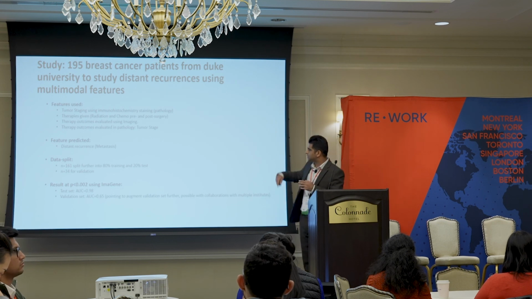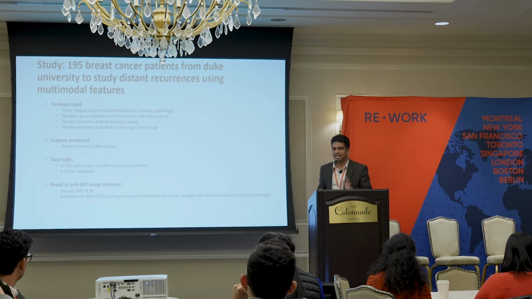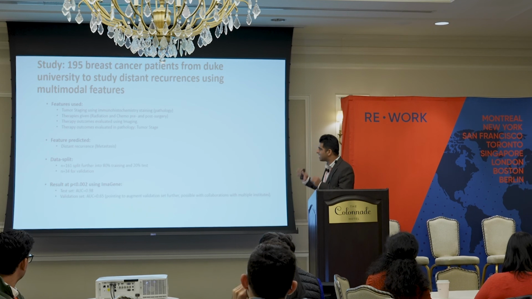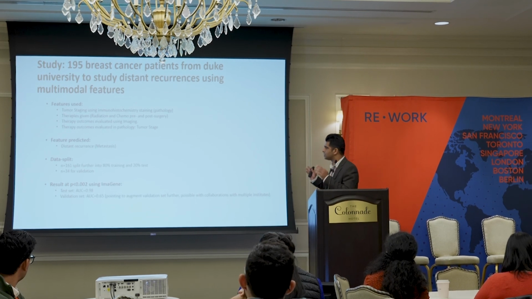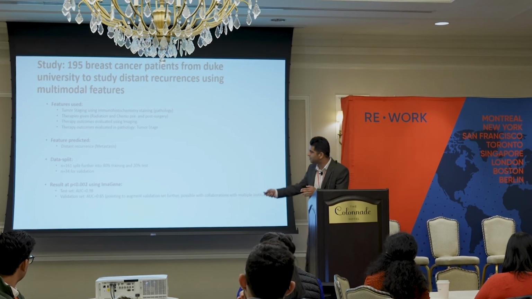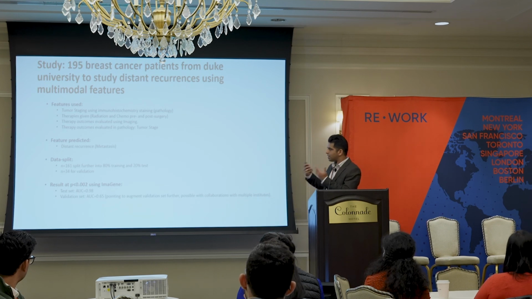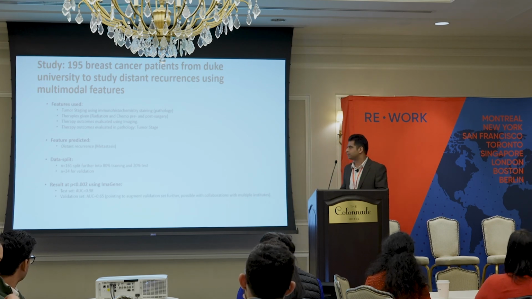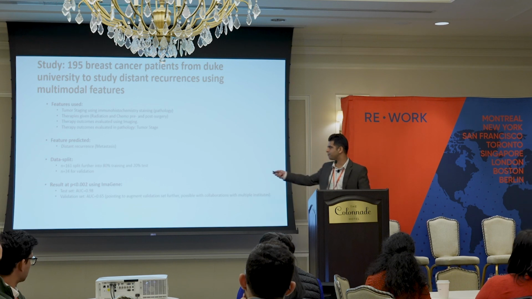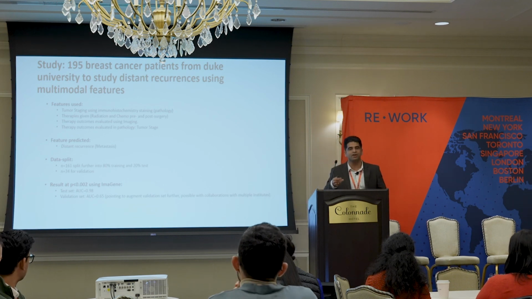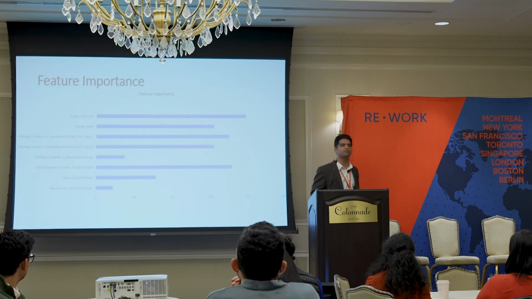We found that the random forest model was performing really nicely, with an AUC of 0.98 at p less than 0.002. And we are further in the process of validating this using more and more data sets from multiple collaborators. We have reached an AUC of 0.65, but we are still evaluating which features are really important for our data sets.